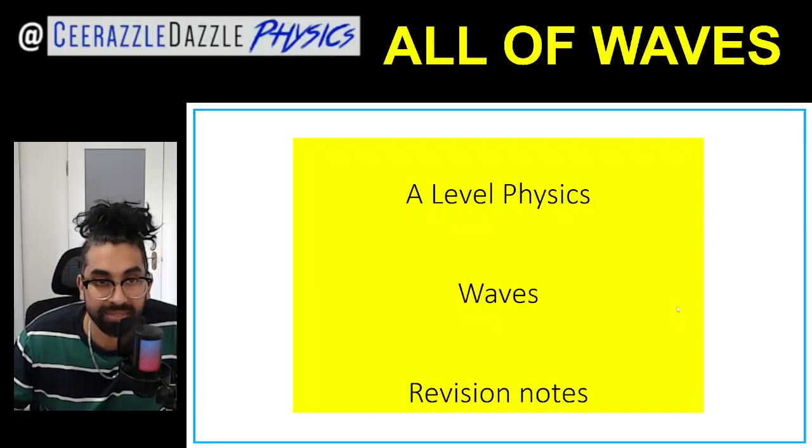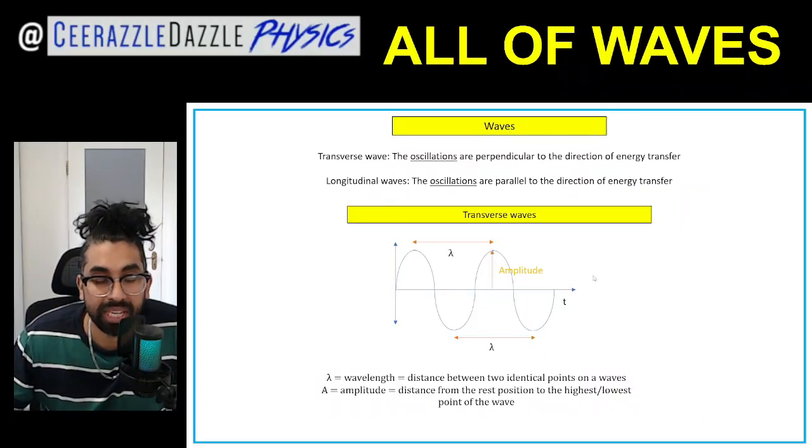A-level physics waves. There are two types of waves, transverse waves and longitudinal waves. In a transverse wave, the oscillations are perpendicular to the direction of energy transfer. In a longitudinal wave, the oscillations are parallel to the direction of energy transfer.